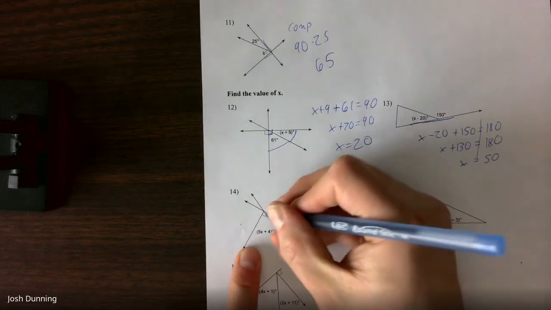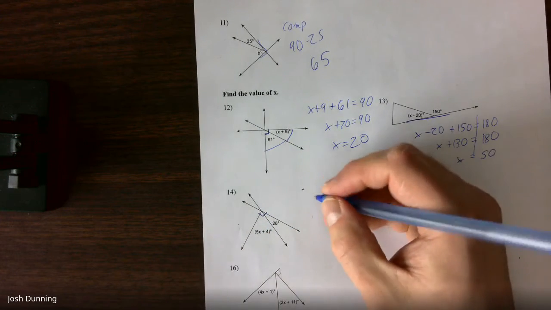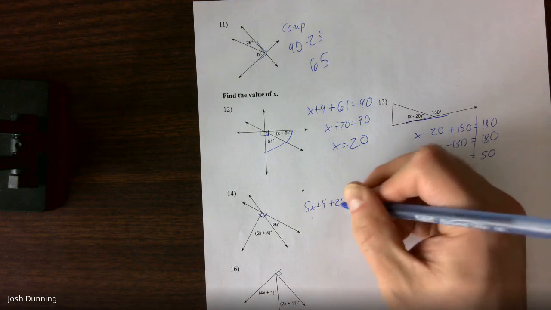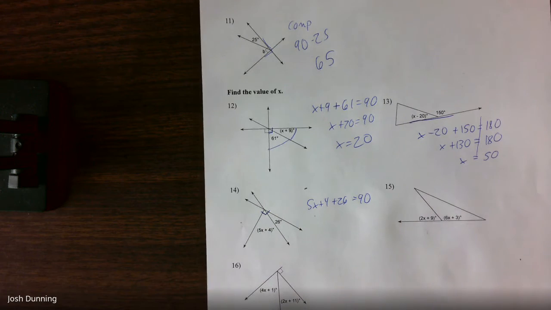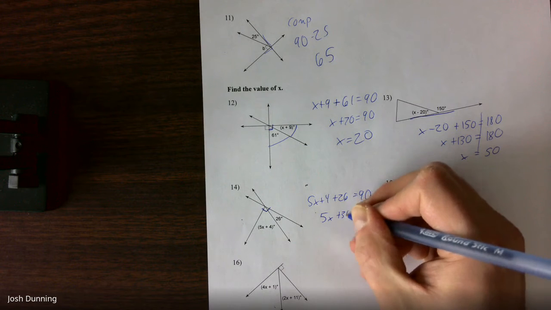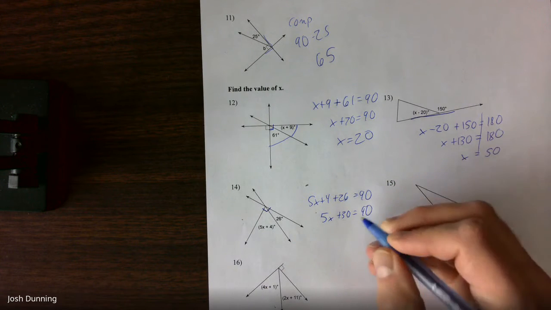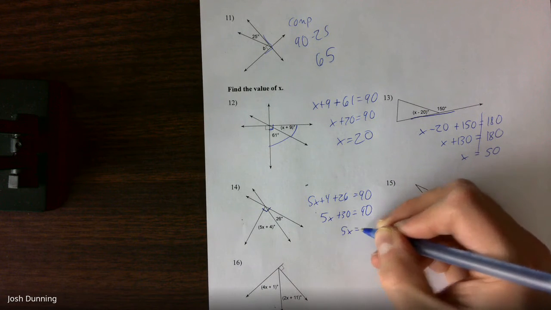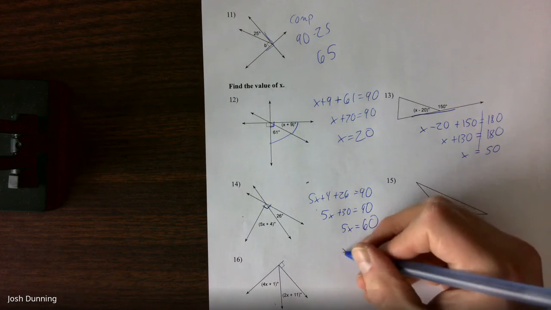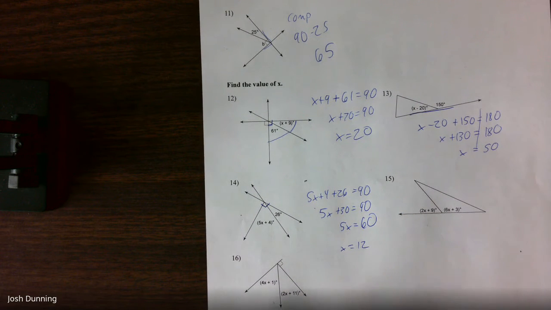Oh, back to one of the 90-degree examples here. 5x plus 4. There's one plus the other equals 90. 4 plus 26 is 30. Minus 30. You get 60. Divide by 5. 12.